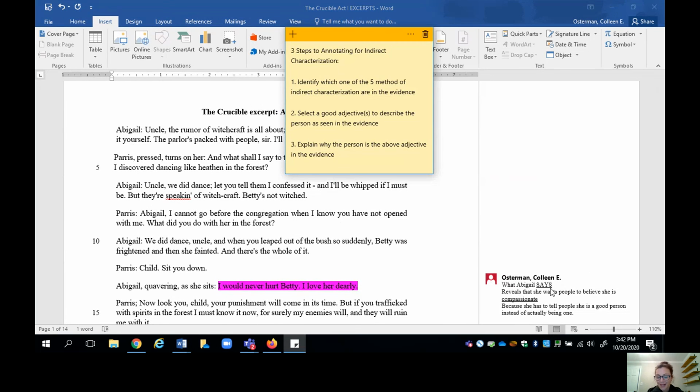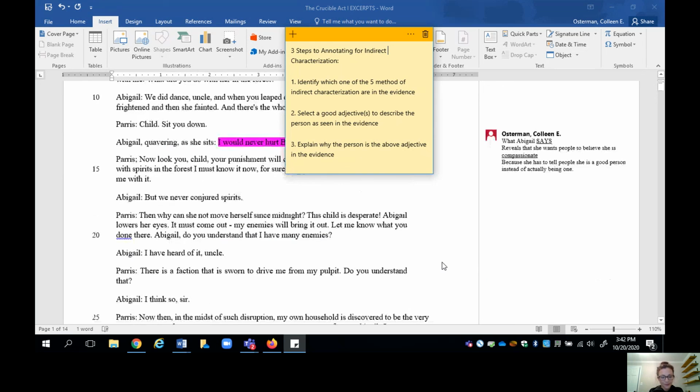What Abigail says, number 1, so it's the way that she speaks, reveals that she wants people to believe she is compassionate. That's step number 2, my vocabulary word. Because she has to tell people she is a good person instead of actually being one. Now I've explained why it reveals that she wants people to believe she's compassionate. Okay, let's try this again.